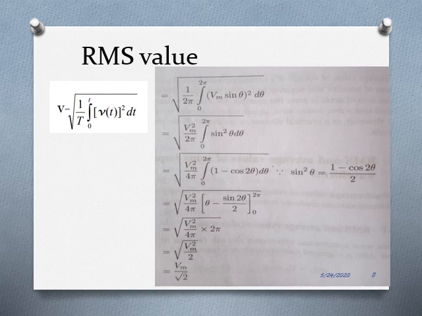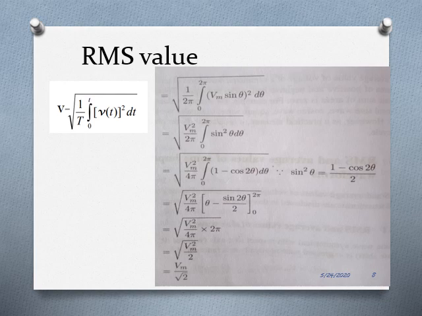Since Vm is a constant term, you may take the Vm square out of the integral. So the equation becomes square root of Vm square divided by 2 pi integral 0 to 2 pi sin square theta d theta. In order to integrate sin square theta, you have to transform it into 1 minus cos 2 theta divided by 2. So substitute this in the place of sin square theta.